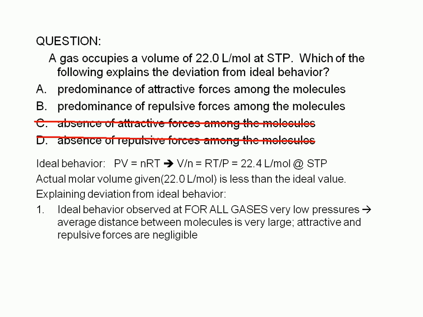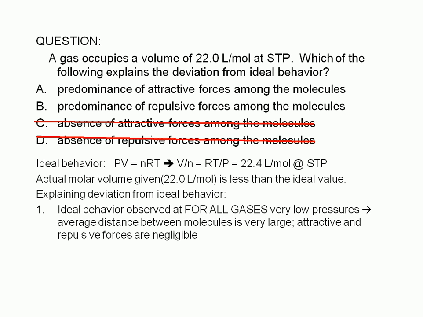Ideal behavior is observed for all gases at very low pressures because the average distance between molecules under these conditions is very, very large. Under these conditions, attractive and repulsive forces among molecules, even though they exist, are negligible. This is the reason why PV equals nRT works, regardless of what kind of molecules you have in your gas sample. But it only works for as long as we're dealing with very low pressures.